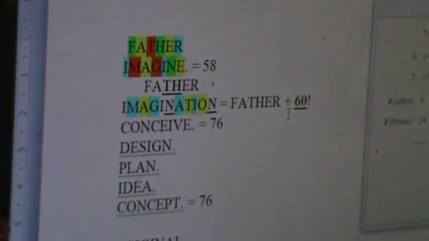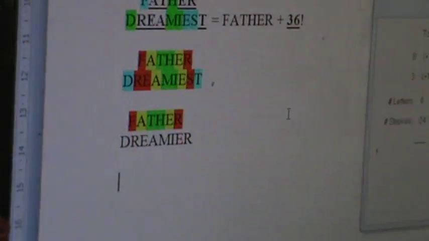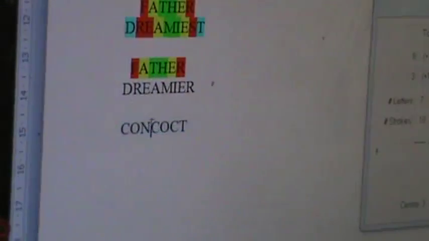What else can we say? I think that's pretty good. Dreamier. So we were thinking of words with concept and idea and imagination and design. Concoct is one of my favorite for the Father. Very obvious. Father equals number.